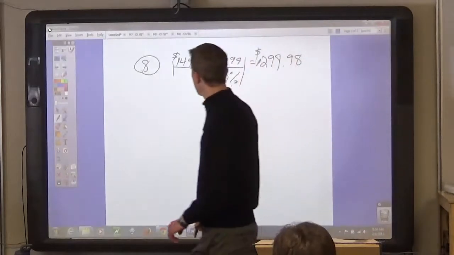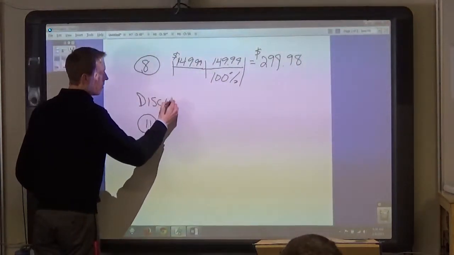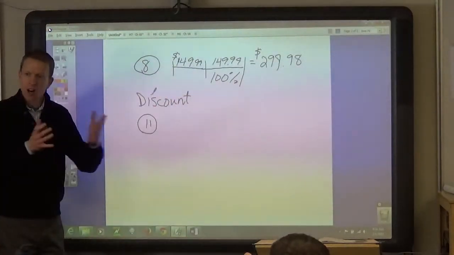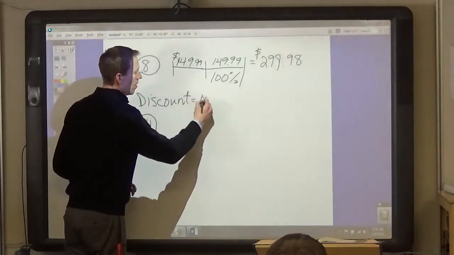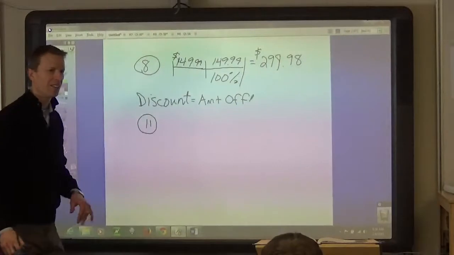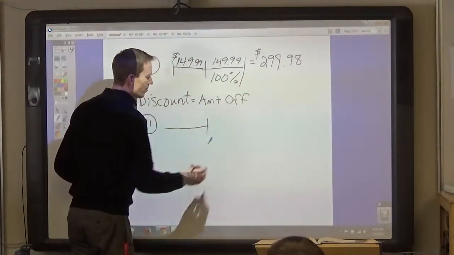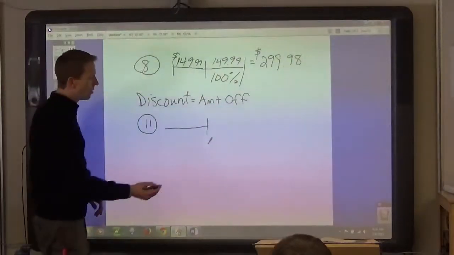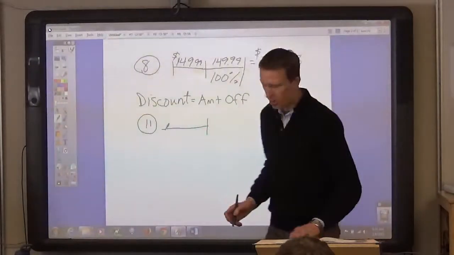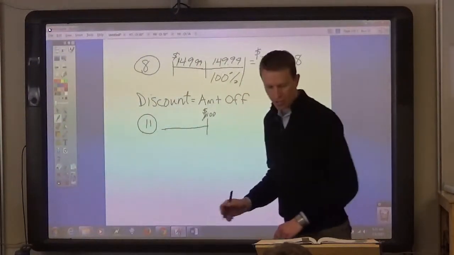So number 11. Skip to number 11. Now we're finding discount. So that's the amount off. Yep. Amount off. All right. So now we're given the regular price, and we're going to find an amount off. What is the regular price? The first one? $100. Pair of shoes.